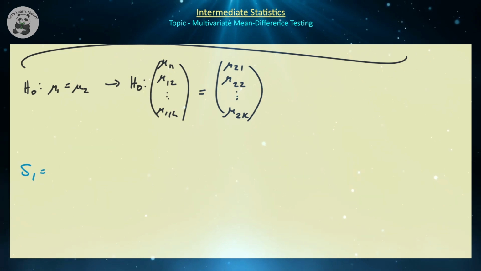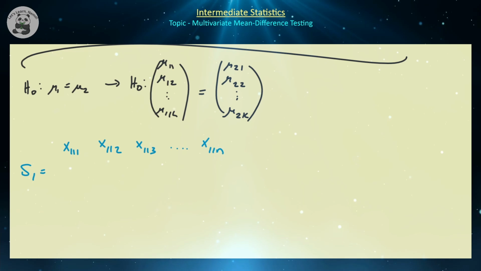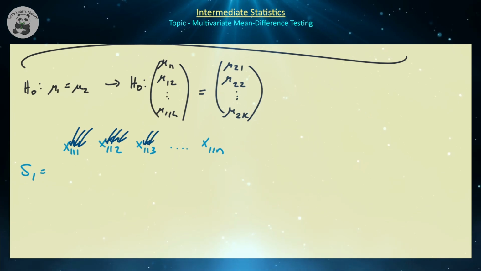So our first sample is going to look like x111, x112, x113, all the way down to x11n. Right? So this is the first population, first question, first response. This is the first population, first question, second response, or second individual. This is the first population, first question, third individual's response, and then this is the first population, first question, the last response for that question.